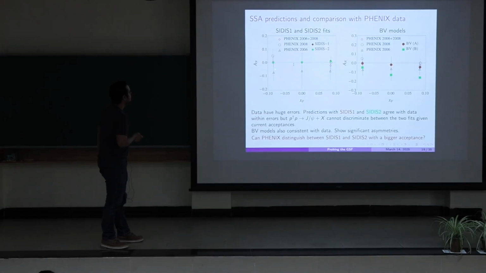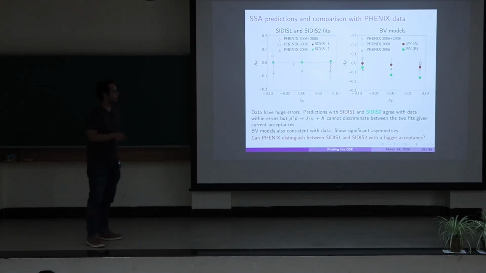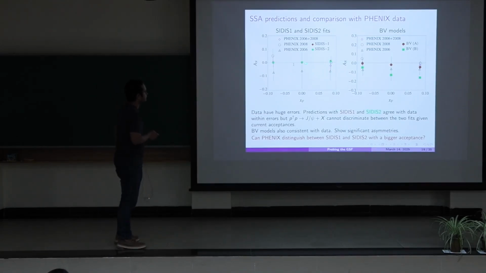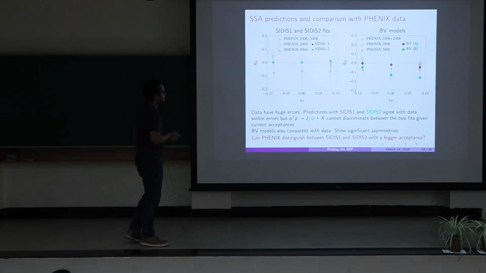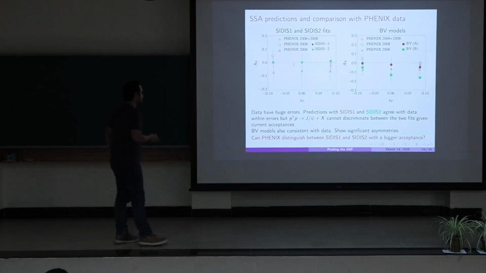So basically, the disappointing thing is that the PHENIX data is kind of compatible with 0, but with large errors. And the SIDIS 1 and 2 fits also give very small asymmetries. But the BV models give slightly larger asymmetries. So SIDIS 1 and SIDIS 2 fits agree with the data, but with huge errors, and this process cannot discriminate between the two fits.